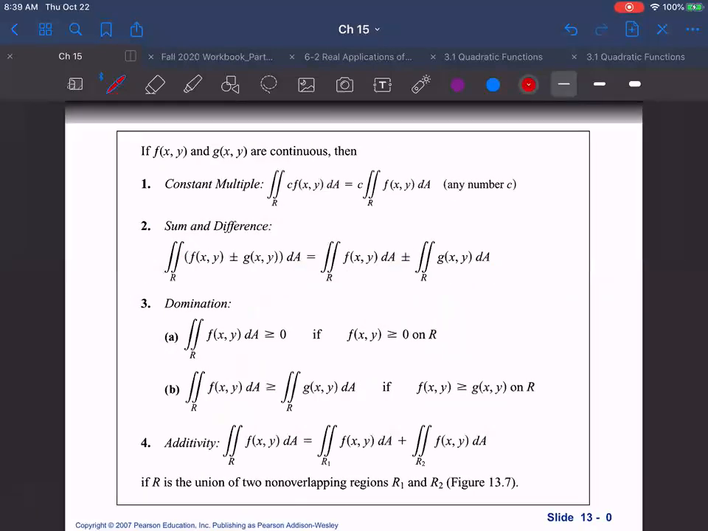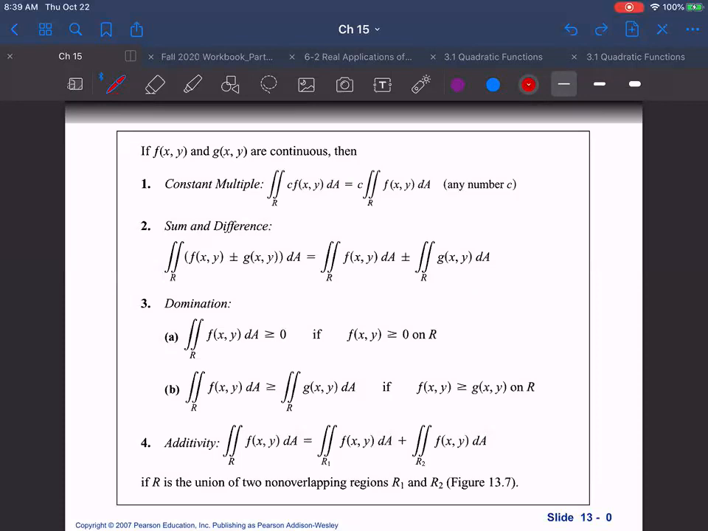So more interesting here are some of our properties that go along with these double integrals. Of course, some of these just extend right out from what we've done before. If you have a constant multiplied onto it, you can bring that constant outside, just out in front of your actual integral. The sum and difference of two different functions, you can separate them and integrate them separately. So again, similar to what we've done before.